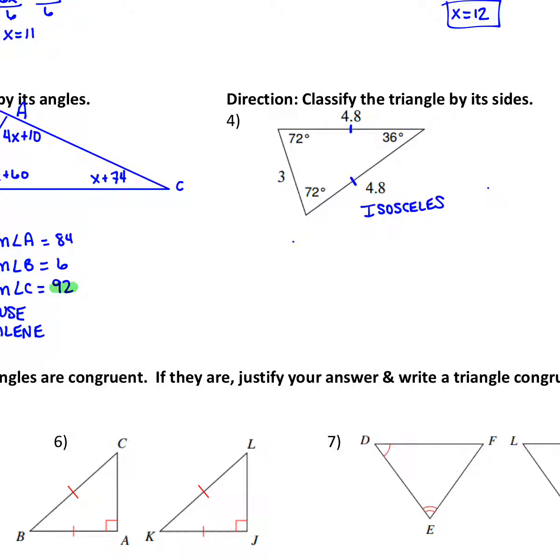And then if I wanted to classify it by its angles, even though it doesn't ask for them, what's my largest angle? 72. 72 is what kind of angle? Less than 90, so it's acute. So it makes it an acute triangle.